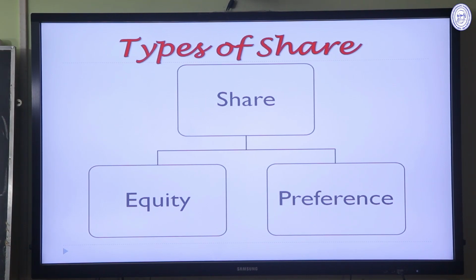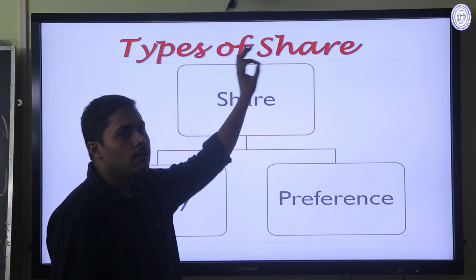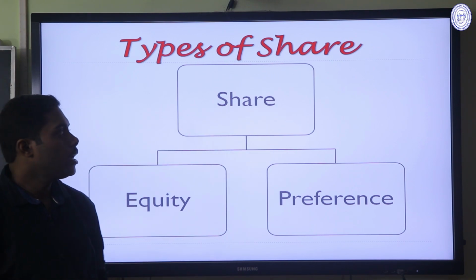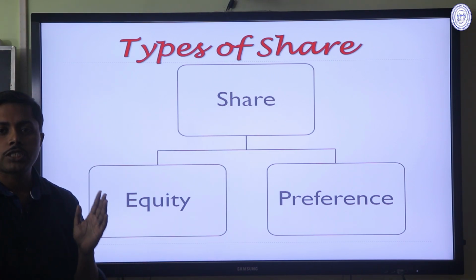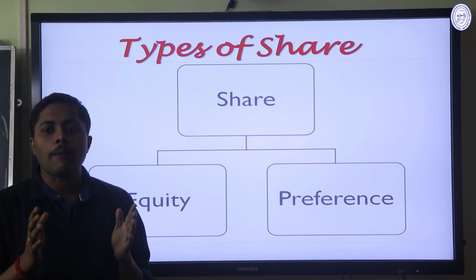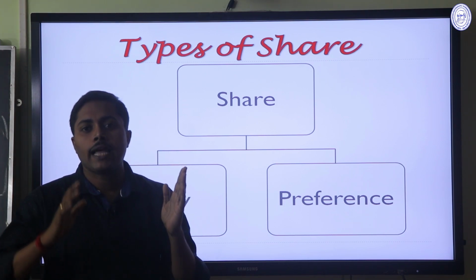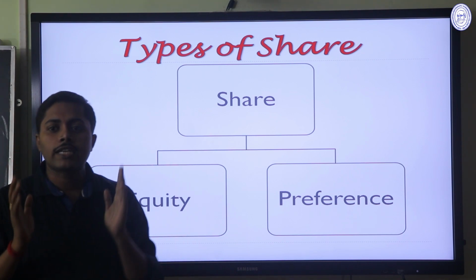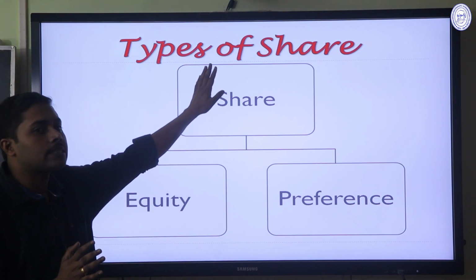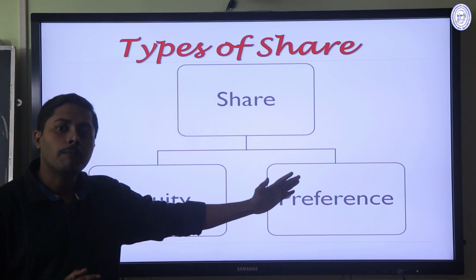Now, as the content shows, redemption of preference share. Before going into detail, I must discuss a few things about share. What is share? As you all know, share is a fraction of company's capital. Company's capital is of two types: owned capital and borrowed capital. Owned capital is basically known as share, and shares are of two types: equity share and preference share.